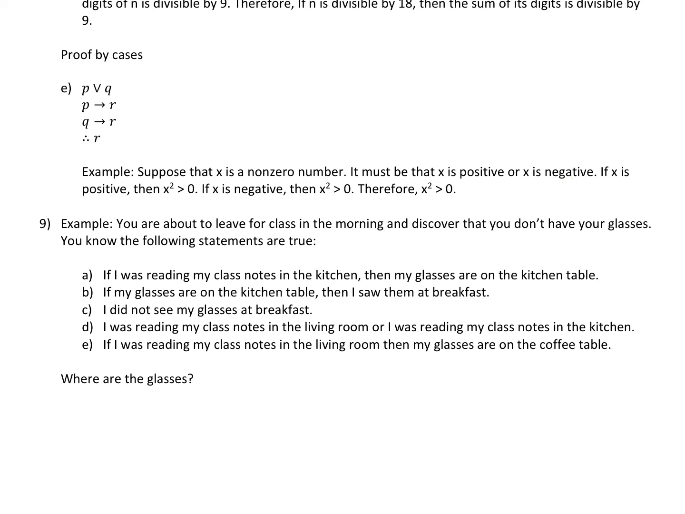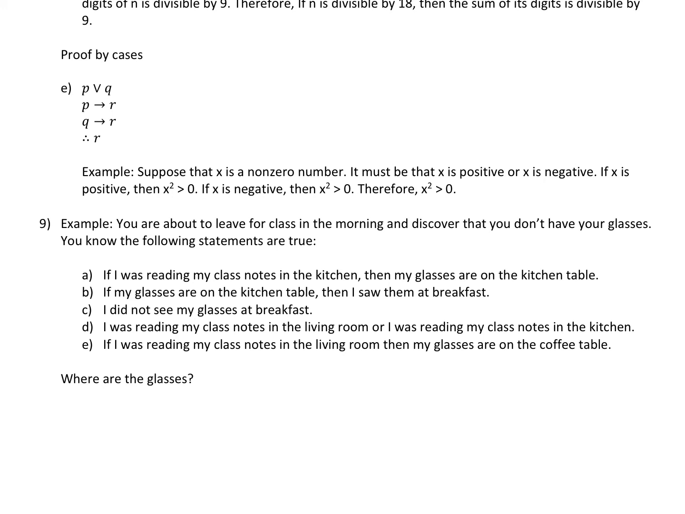That's my P or Q: x is positive or x is negative, my two cases. If x is positive, then x squared is greater than 0. If x is negative, then x squared is greater than 0. So my R is x squared is greater than 0. Whether positive or negative, x squared is greater than 0. Therefore, x squared is greater than 0.